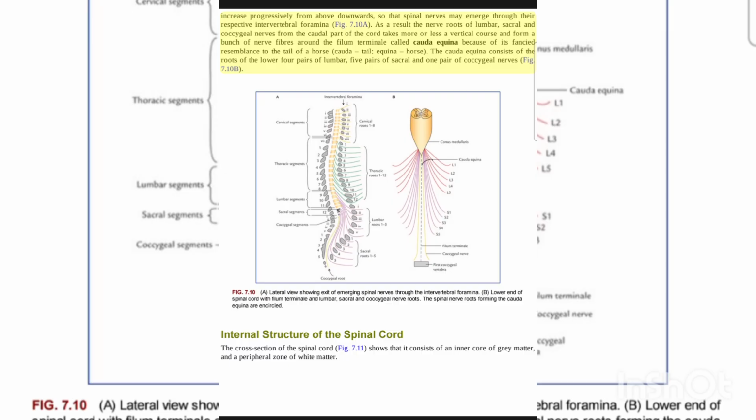The cauda equina consists of the roots of the lower 4 pairs of lumbar, 5 pairs of sacral and 1 pair of coccygeal nerves, Fig. 7.10b.